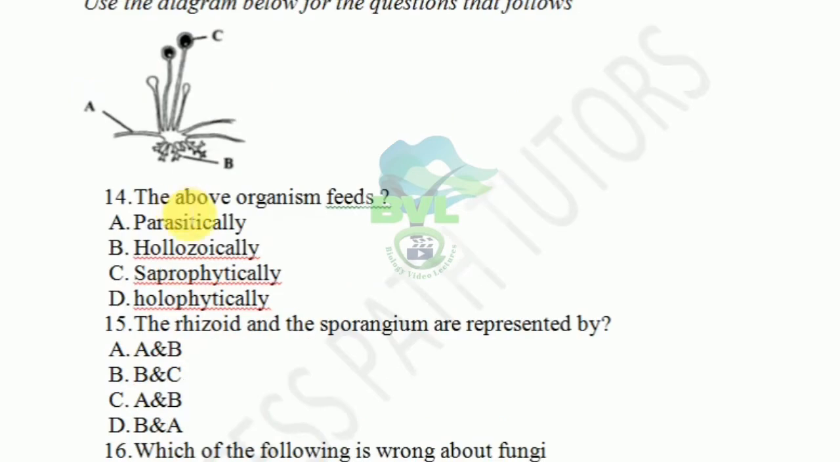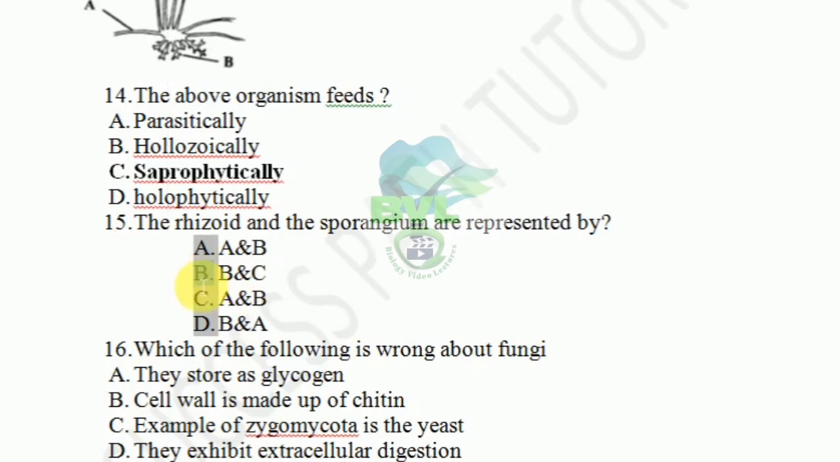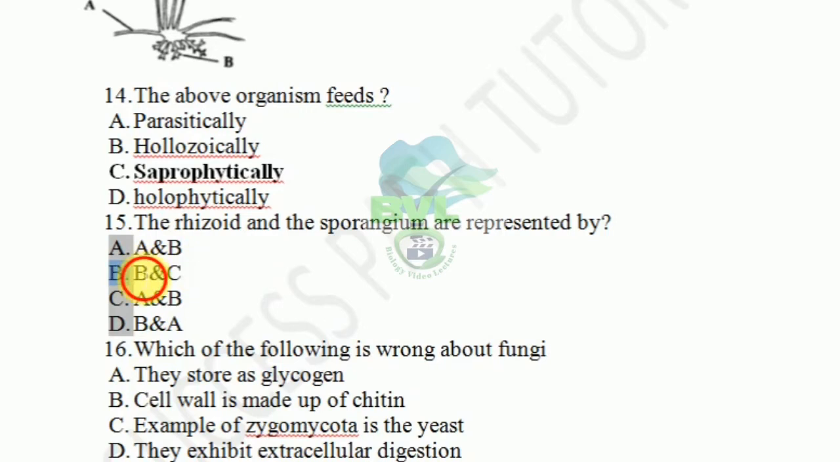Fungi generally feed saprophytically. You should know that fungi feed saprophytically. The rhizoid and the sporangium are represented by what and what? That would be B and C.